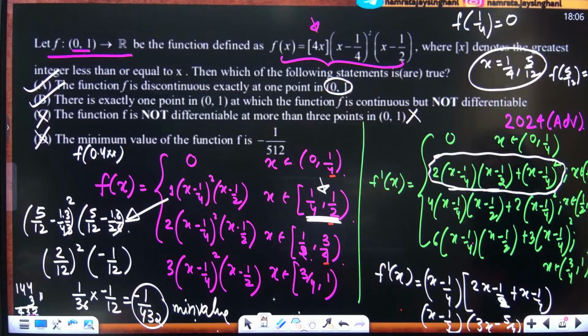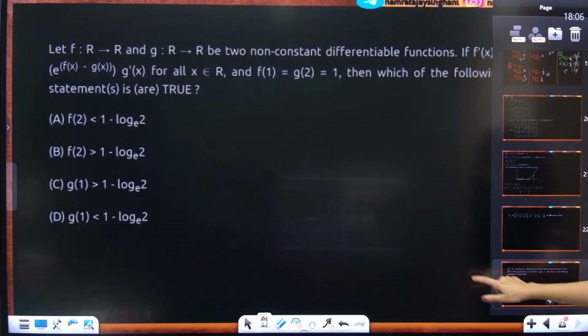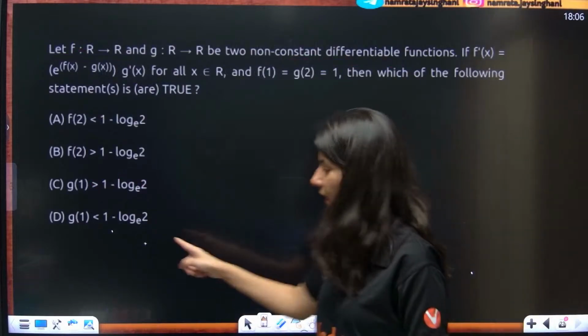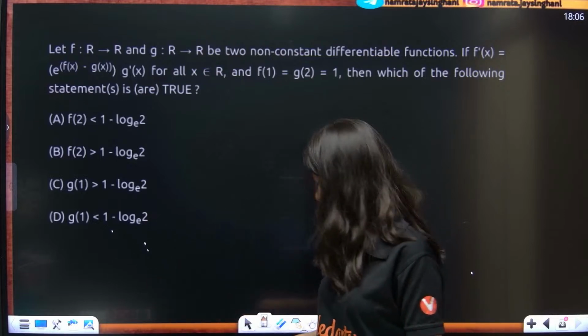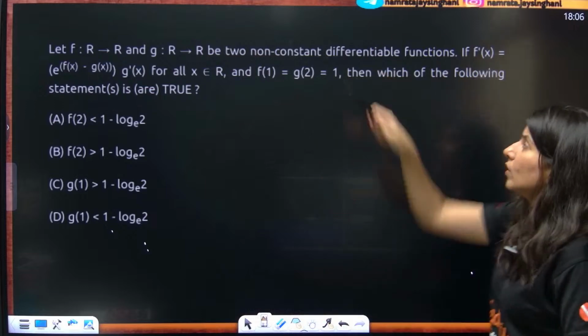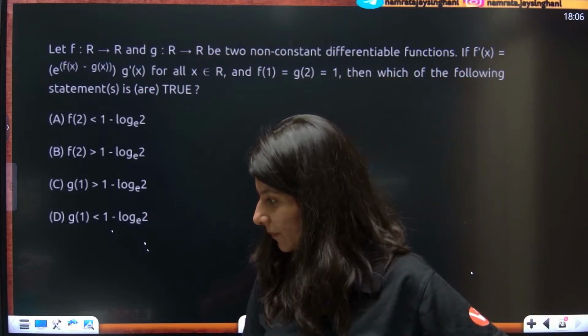Arey, what is happening? Is there any mosquito on the board? Huh? Okay. Yes, there is a mosquito. Can you see the mosquito? Writing on the board. Writing on my board. Okay.